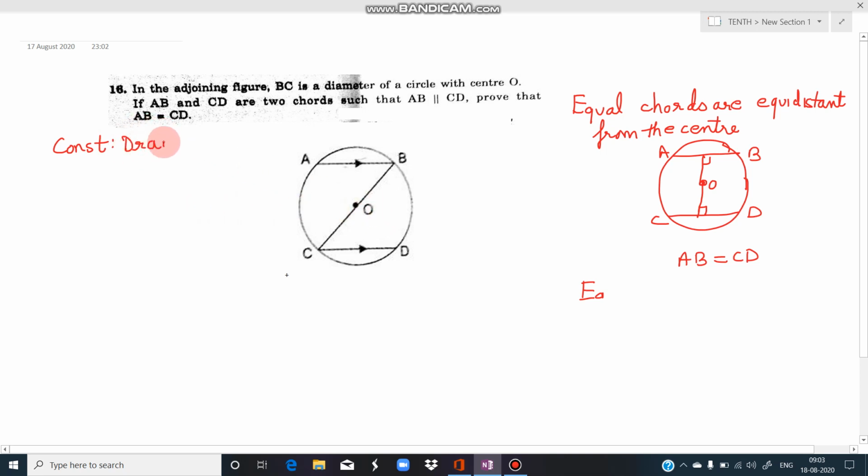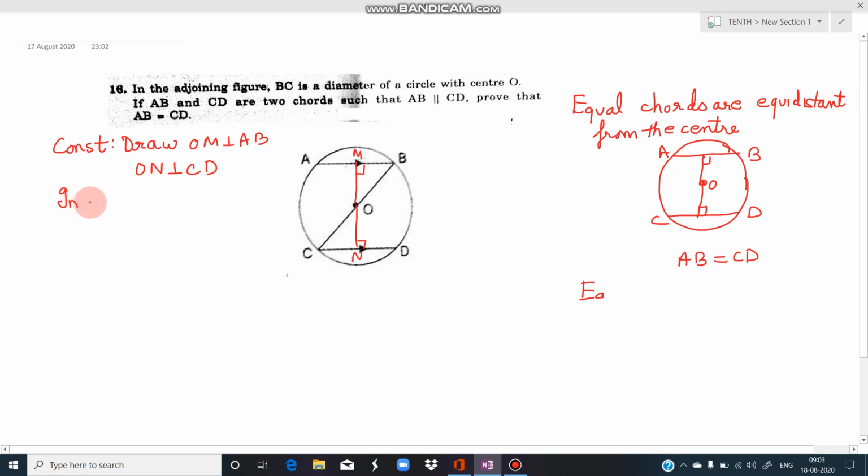So first of all, we draw OM perpendicular to AB, and we draw ON perpendicular to CD. So what will we prove? We have to prove AB and CD are equal. For that we will prove OM and ON are equal by using this theorem.